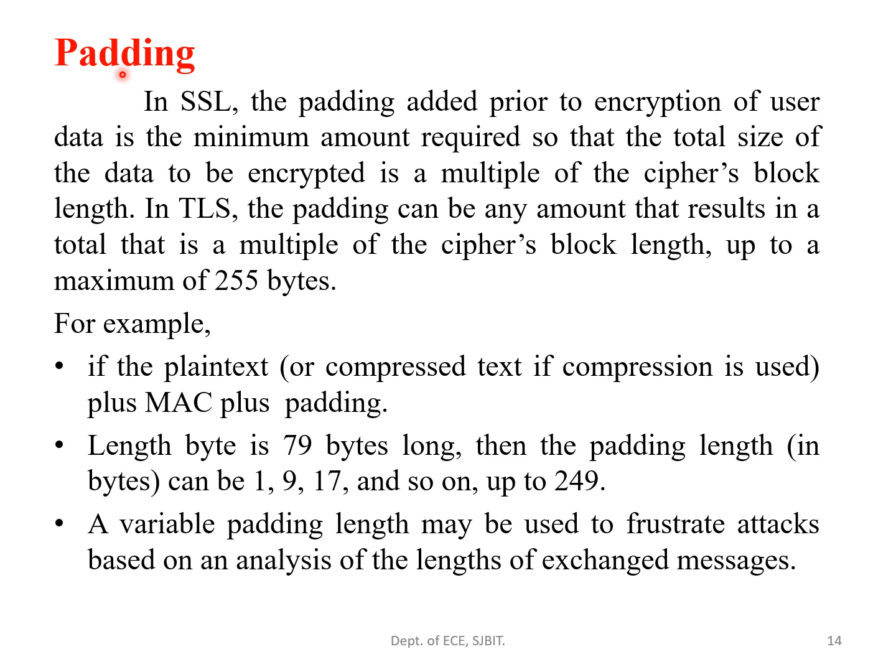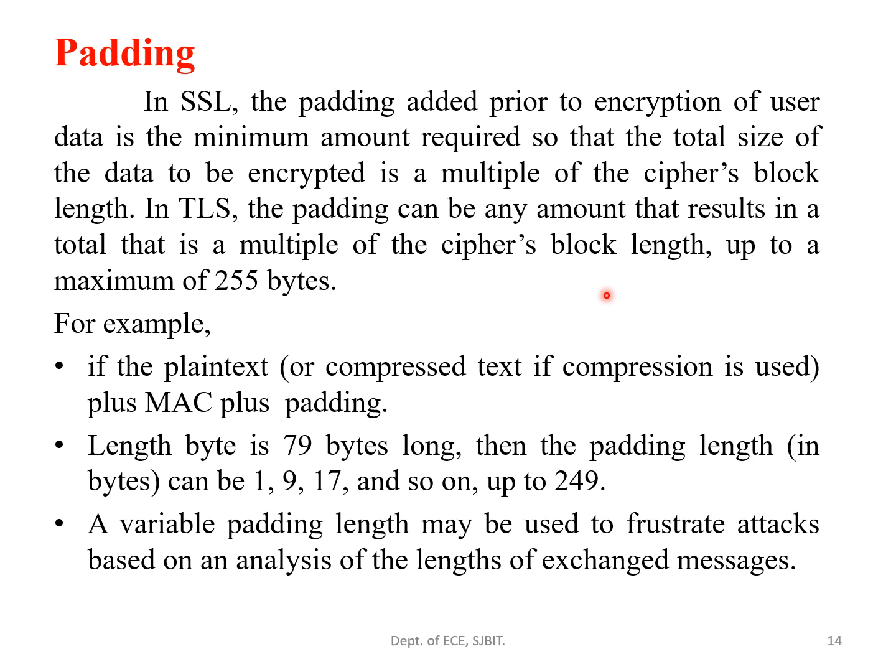Next is padding. Padding is nothing but adding extra bits to match the format. In Secure Socket Layer, the padding is added prior to the encryption of the user data. It is the minimum amount required so that the total size of the data to be encrypted is a multiple of the cipher block length. So we use padding techniques to match the block length, and we consider how much data we need to pad. In Transport Layer Security, the padding can be any amount that results in a total that is a multiple of the cipher block length, up to a maximum of 255 bytes.